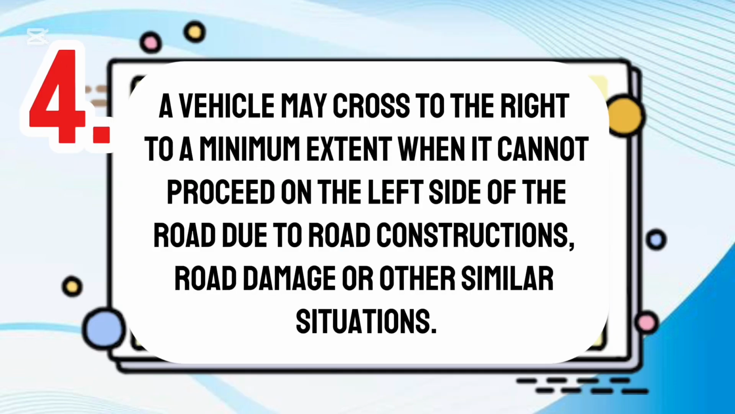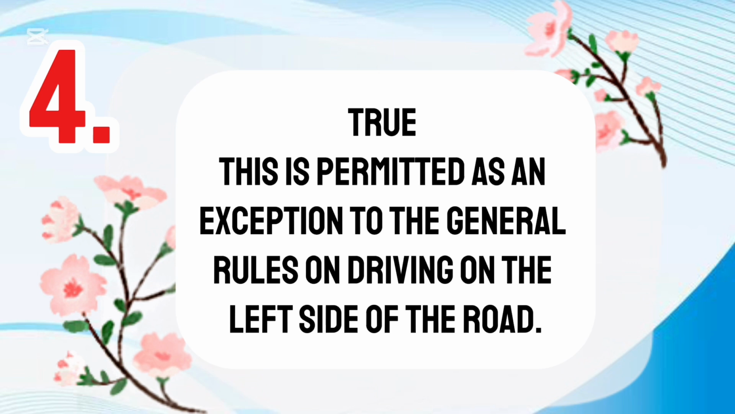A vehicle may cross to the right to a minimum extent when it cannot proceed on the left side of the road due to road constructions, road damage, or other similar situations. True. This is permitted as an exception to the general rules on driving on the left side of the road.